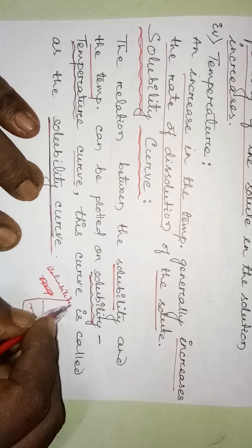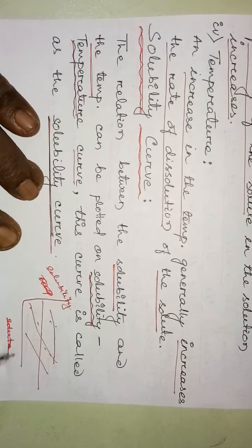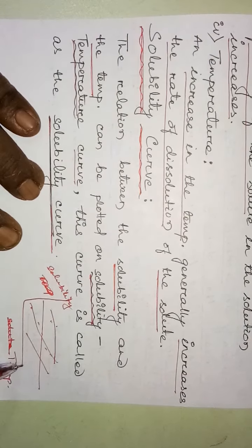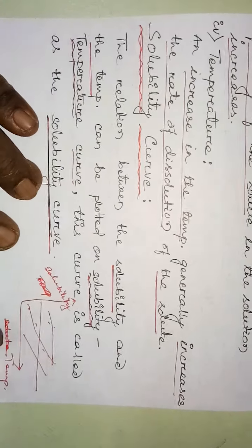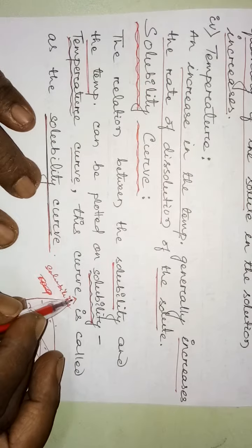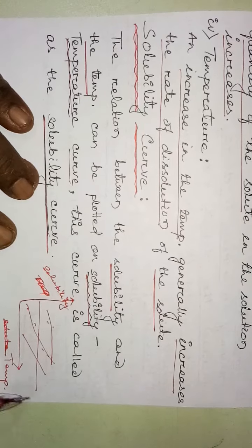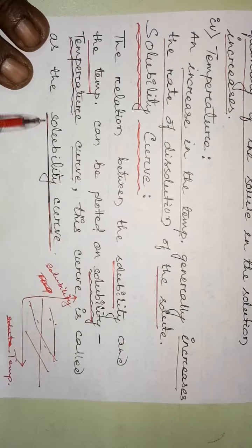I have written solubility on the opposite axis. On this side you will write temperature. X-axis is temperature, y-axis is solubility. Clear? Understood now? Then the graph that you are plotting is called the solubility curve.